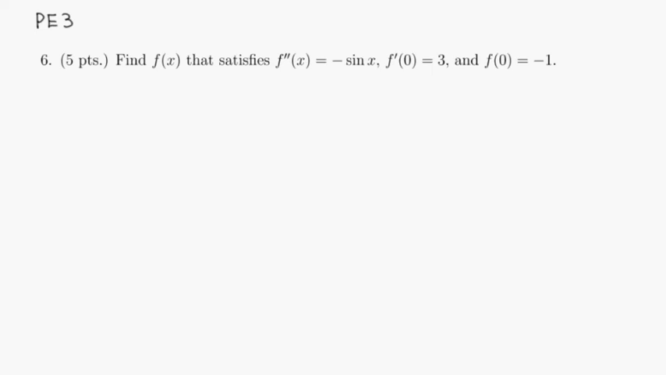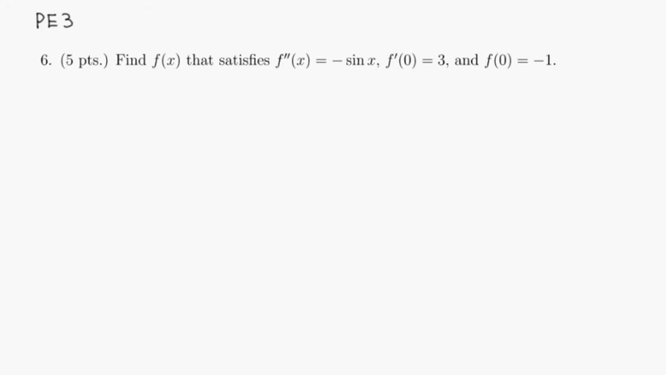Alright, let's look at practice exam 3, problem number 6. We have a second derivative given here, which is negative sine of x, and also a couple of initial values so that we can find the original function f of x. Alright, so let's do that.